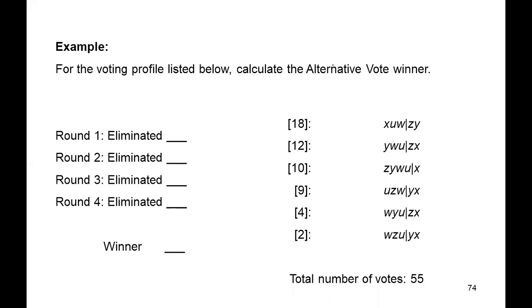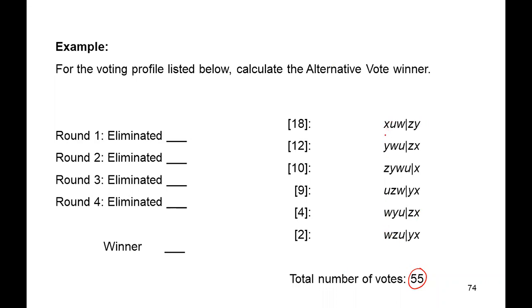Let's take a look at an example that we used before to calculate the winners according to other methods that we discussed. We have 55 voters, and here are their preferences. The preferences are presented as rankings of all candidates. We are looking for a majority winner. Do we have a majority winner among those alternatives?